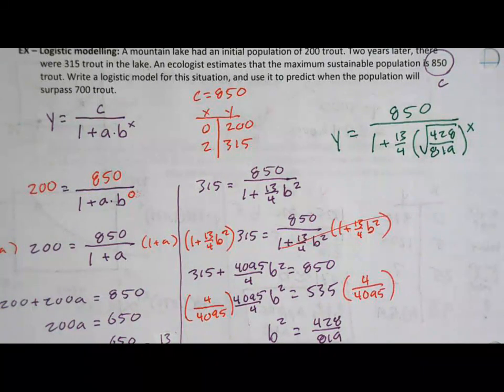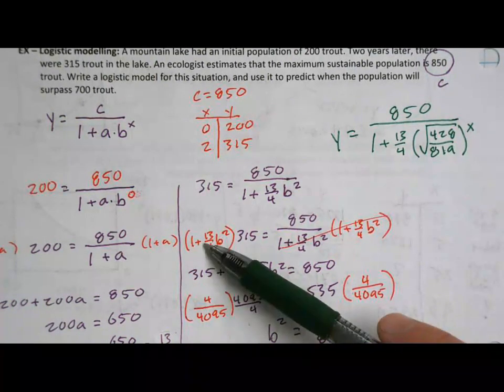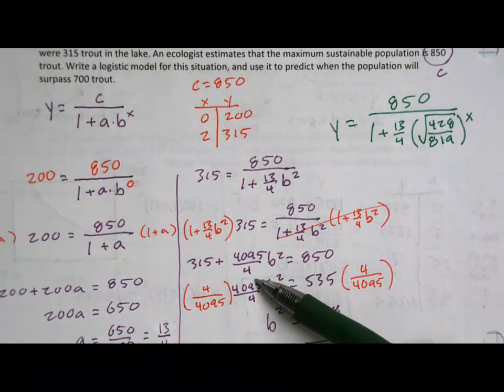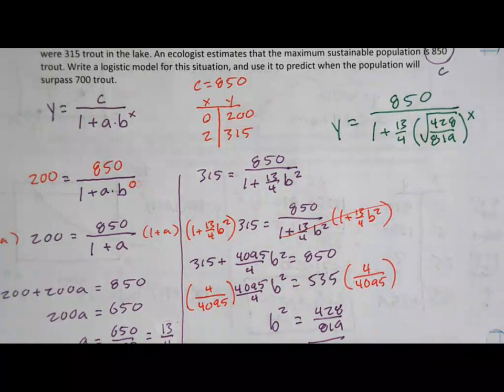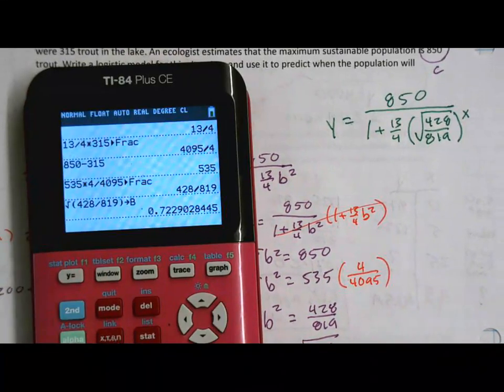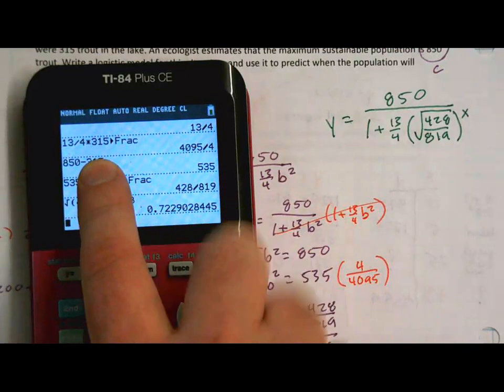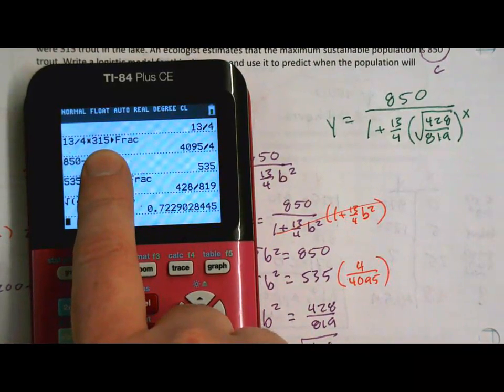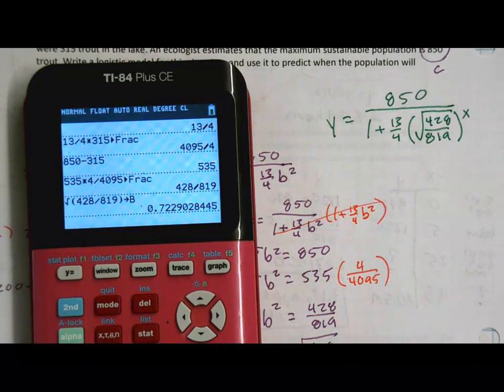Question? 13 over 4 times 315? Does yours look like this? Line looks just like that? Bring me your calculator. Let me see that. That's interesting.